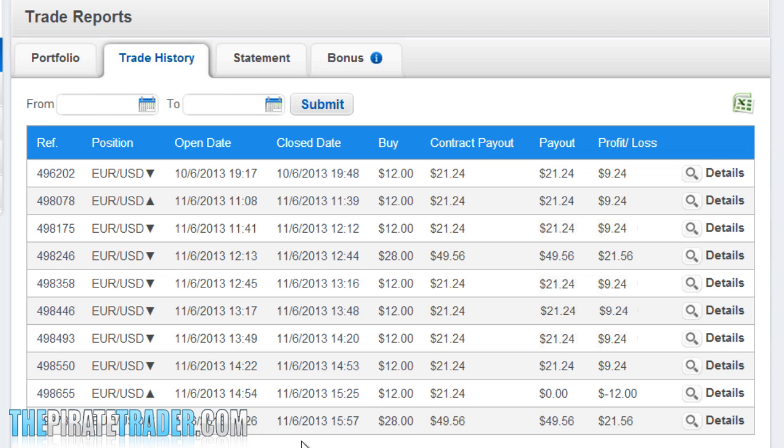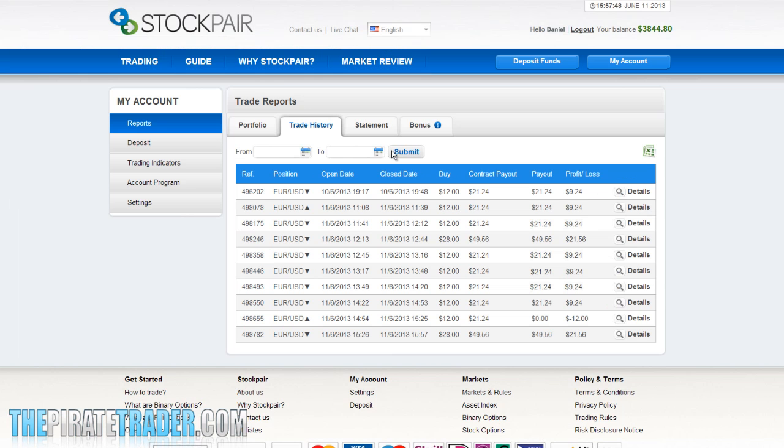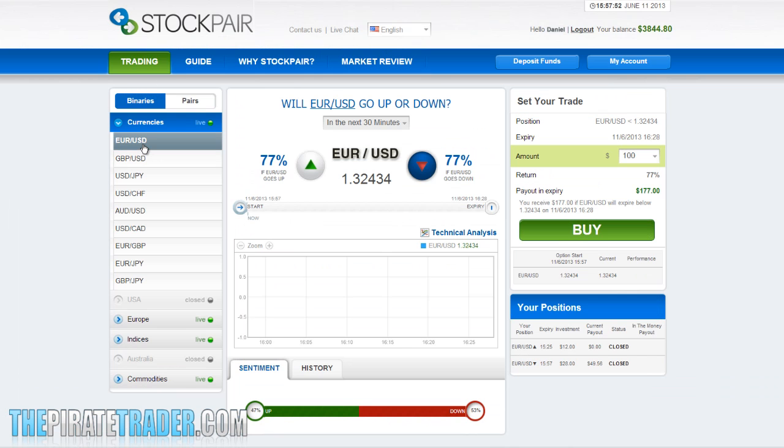And next is our $28 trade. You can see we won this trade with a payout of $49.56 and an overall profit of $9.56. So what do we do? That's right, we start with step 1 all over again. So we'll click back up onto the Trading tab.